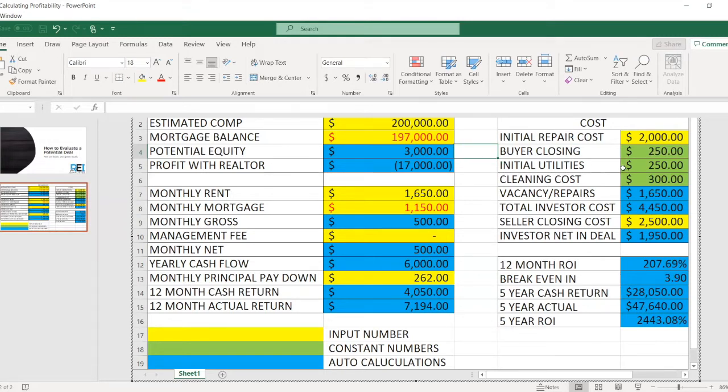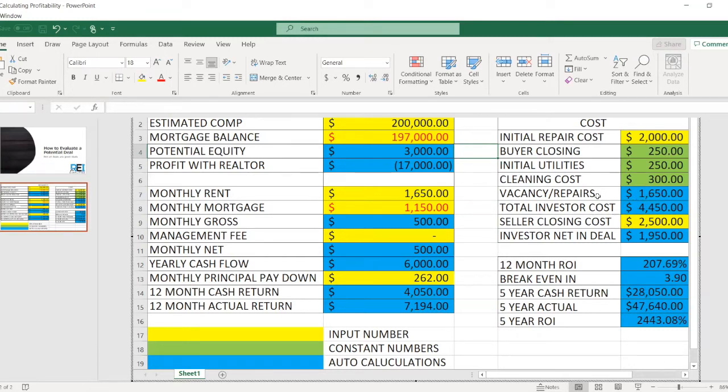My initial utility cost, because when you assume or acquire the property, you have to get the utilities turned over. So as an estimate, we use $250. That's going to be different in everybody's different markets. So these are just rules of thumb, estimates that help us make a good decision. Cleaning costs, depending on the size of the property, it can cost $300, $400, $500, depending on the condition of the property. So for us, a 1,500 square foot house in good condition may cost us about $300 to clean. Okay.